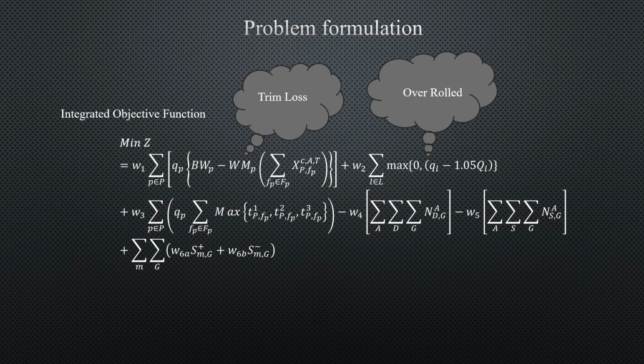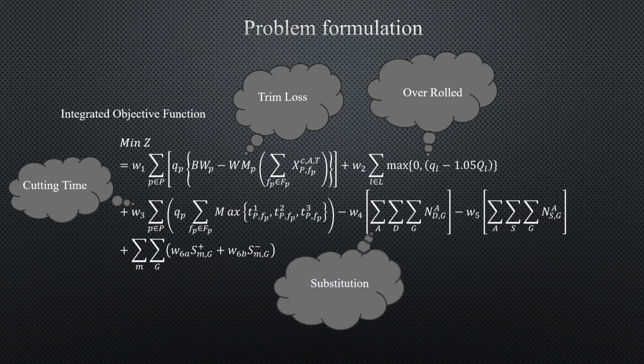Based on company policy, a maximum overproduction tolerance of 5% above original demand is permitted. Next term, it is cutting time. This is determined by the total number of cuts executed across all feeds within a pattern, multiplied by its usage frequency. Next, it is the product substitution term.